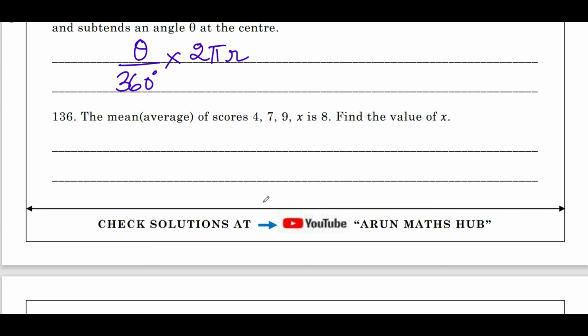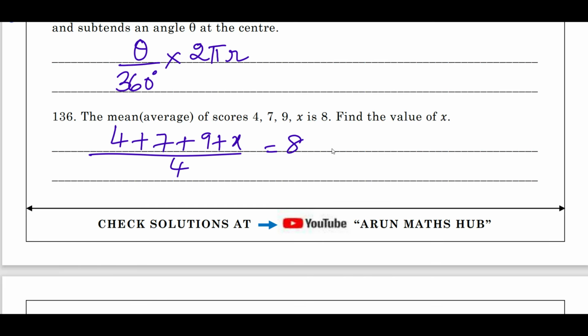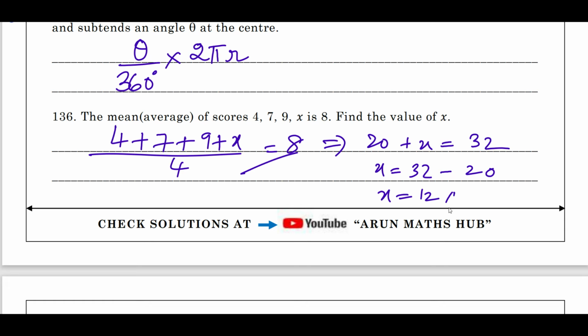The average of scores is what? The scores are 4, 7, 9, x and the average is 8. We need to find out, that is just add the scores. 4 plus 7 plus 9 plus x divided by number of scores, 4, equals 8. 4 plus 7 is 11, 11 plus 9 is 20, plus x equals 4 into 8, which is 32. x equals 32 minus 20. We get x equals 12. Therefore the value of x is 12.